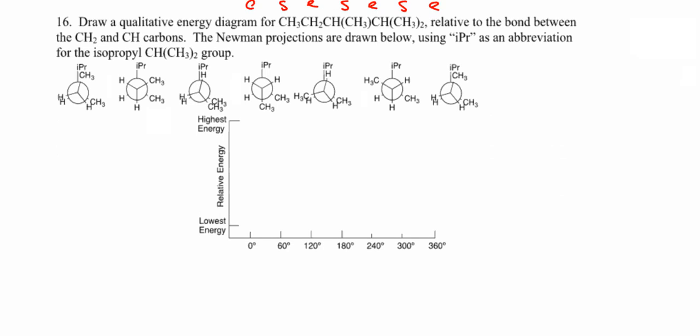So now we're dealing with multiple methyls and isopropyl. So let's do this again. I'm going to actually write it down here. Eclipse, staggered, eclipse, staggered, eclipse, staggered, eclipse. Okay. So let's take a look. You've got the isopropyl in front of or behind the methyl. So that's going to be the worst. Let's get some lines again.